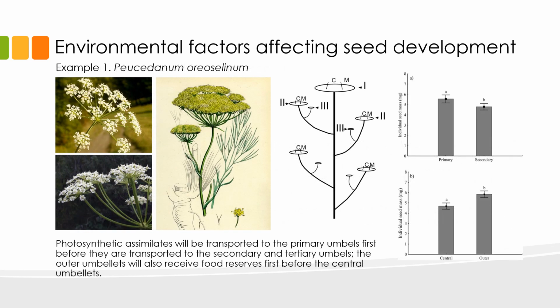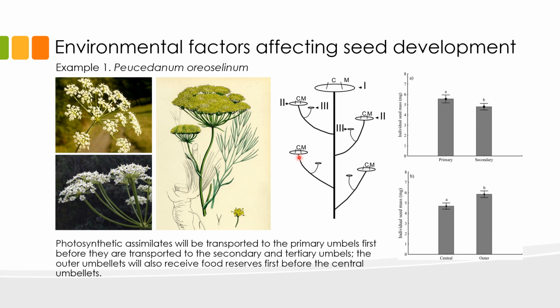Let's look at the plant Pusidanum aureocelinum as an example. You can see in this picture that flowers of this plant are composed of several heads called the umbels. In this illustration, we can see 1 and 2 umbels. The bigger one is the primary umbel, and the smaller one is the secondary umbel. In this illustration here, we have the primary umbel on top, right here, and the ones that develop from branches here, here, here, and here are considered the secondary umbels.